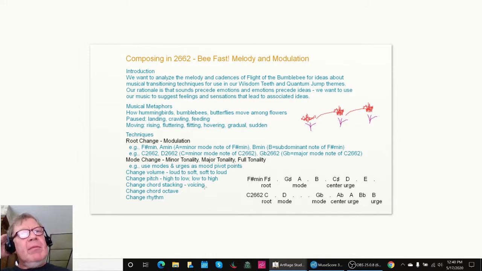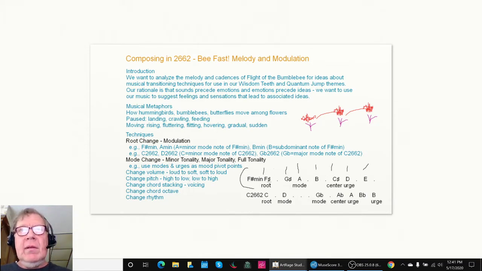So we spent some time comparing the scale that's used in Flight of the Bumblebee by Rimsky-Korsakov. His home scale is F sharp minor, and this is what it looks like. It has F sharp as the first note, the root, and it goes G flat, A, which is the mode, a minor mode. It has a B, then it has the center note. It has an urge note, which comes right after, and comes up here, and then finally it goes off to the F sharp octave, which we're not showing.